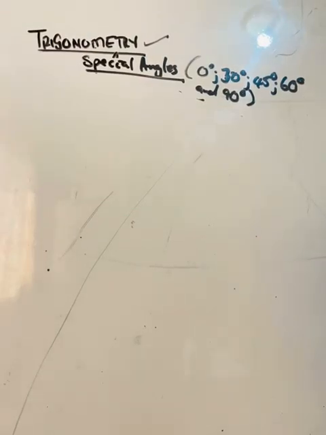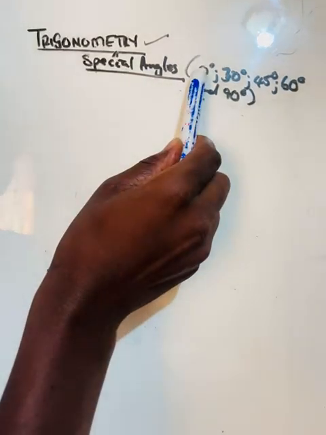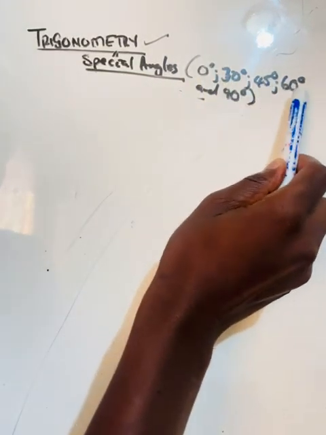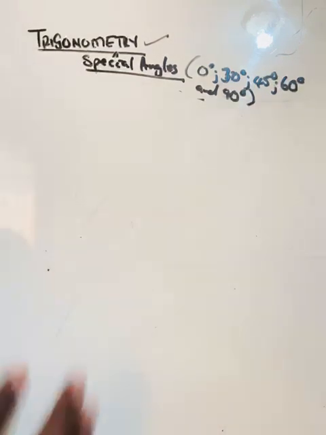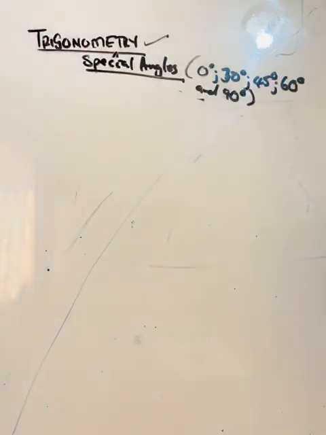Today's focus is on special angles in trigonometry. In trigonometry, the special angles are 0 degrees, 30 degrees, 45, 60, and 90 degrees. Those are the angles that we call special angles. What makes them special is that the lengths they give us, we can memorize. You can actually memorize it off the top of your head.